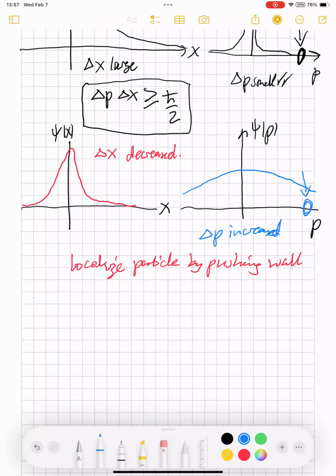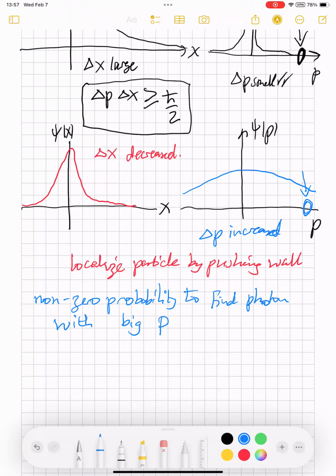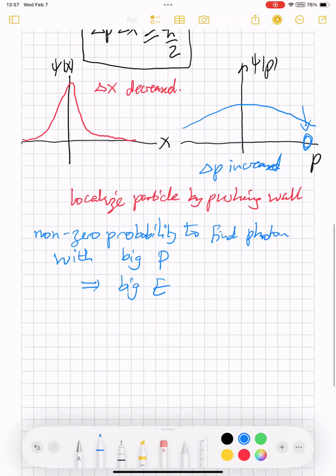So there's a non-zero probability to find the photon with a big value for momentum. But if it's got a very big momentum, this implies it will have a very big value for the energy. But now I want to remind you, we're working in relativity. And remember, in relativity, E is equal to mc squared.